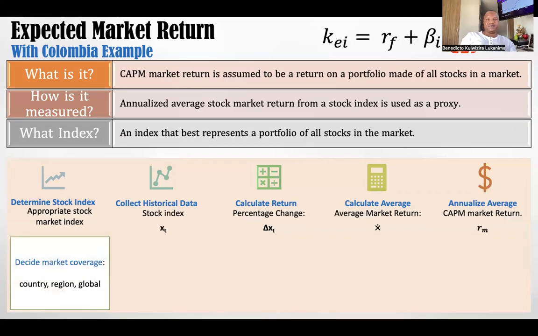So it's very important to know that each of these is a decision. It's not a science. It can be influenced by subjective aspects. So decide market coverage. It can be a regional index, it can be a country index, or it can be a global index, depending on how you assess the company's presence. In my case, for Ecopetrol, I would prefer to use the domestic market, Colombia.